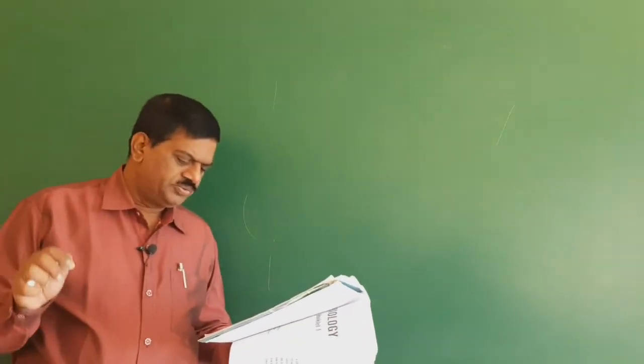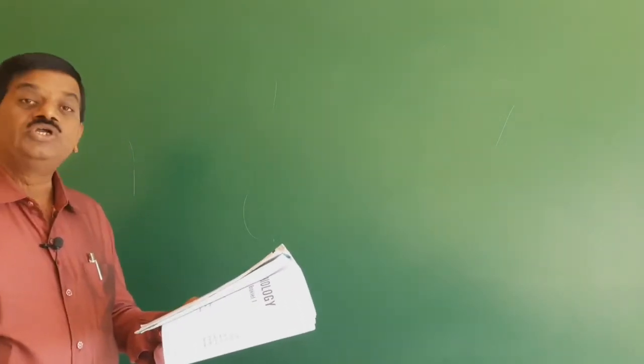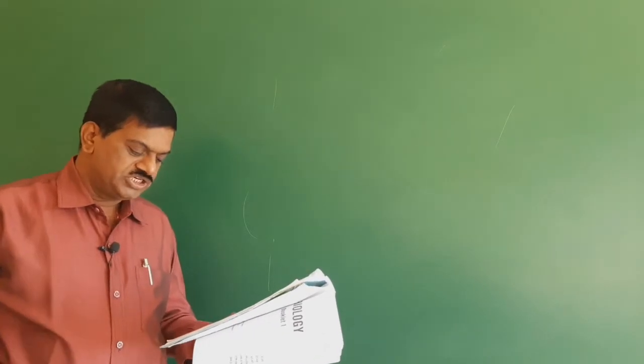So we go for the next question, 27. Root system grows from. The first option is embryo.